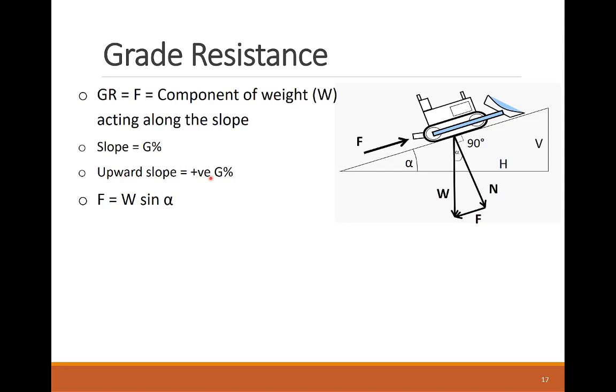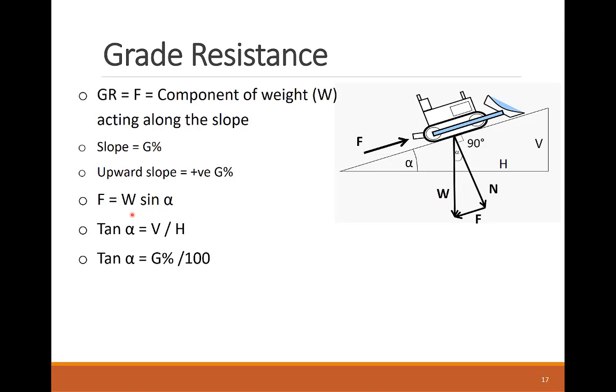From the geometry of the shown free body diagram, F equals W times sine alpha, where alpha is the angle between the vertical equipment weight and the line perpendicular to the sloped surface. This angle is the same as the slope surface angle with the horizontal ground, which is tangent to alpha, equals the vertical rise over the horizontal run, or the grade value G in decimals.